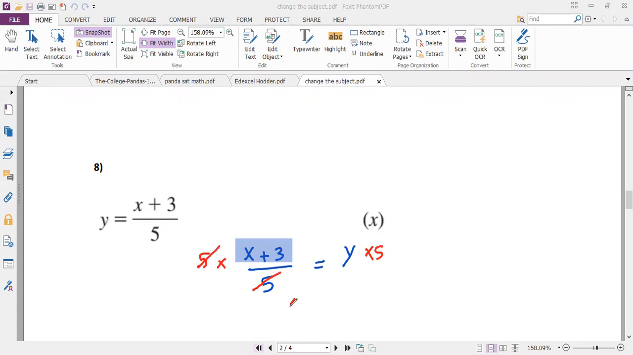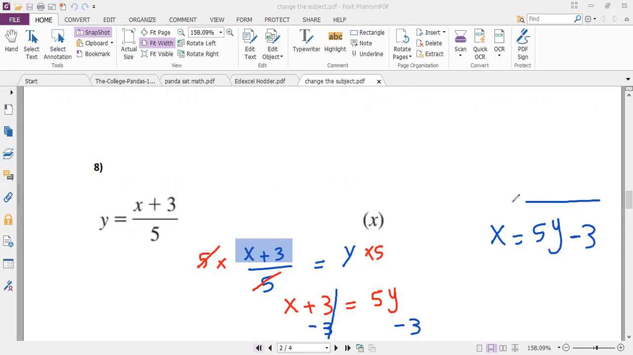You end up with x plus 3 on this side equals y multiplied by 5, it's 5y. And because I want to write x on one side, we need to cancel plus 3 by subtracting 3 from both sides. So x equals 5y minus 3. That's it.